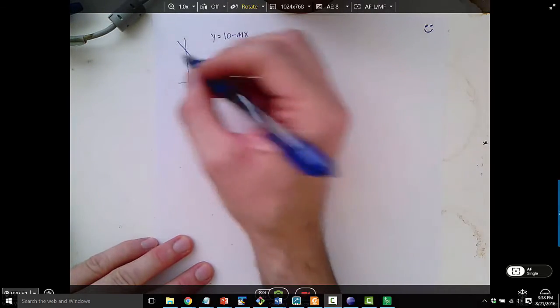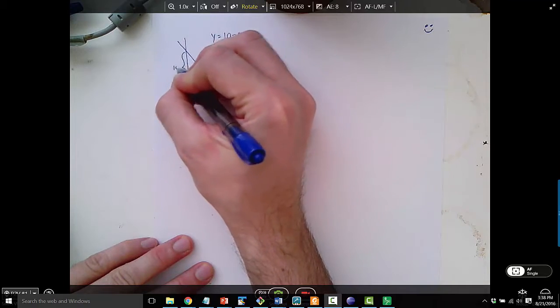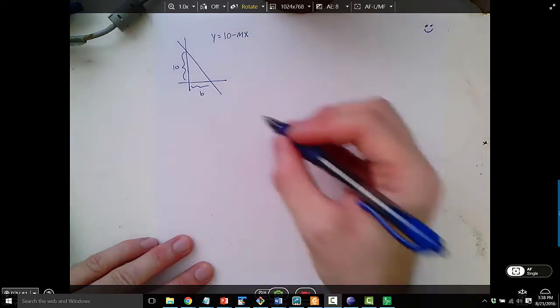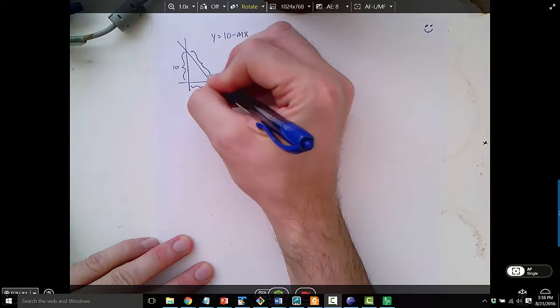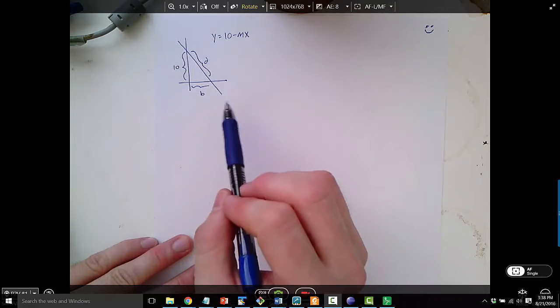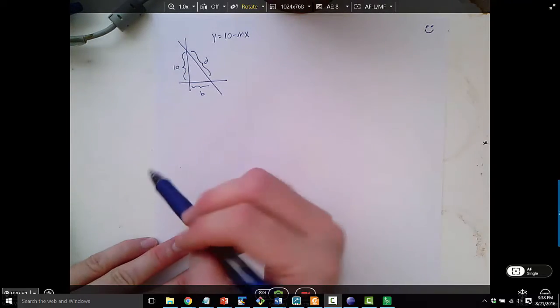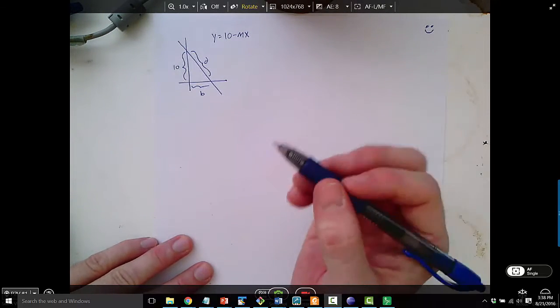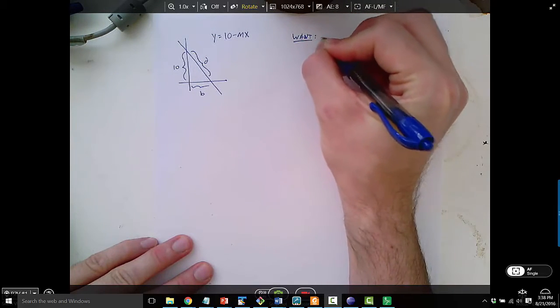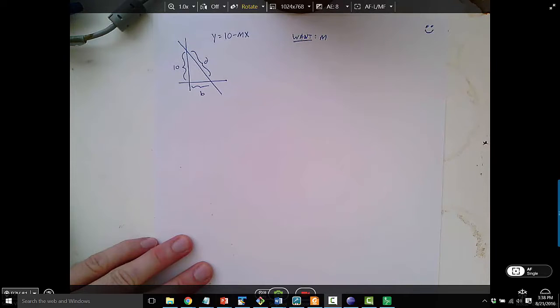So here's what we know. We know the y-intercept is 10. I'm going to call this value b, and I'm going to call this value d. And I know I need all of those because I know I'm going to be doing things with area and perimeter, and all three of those values are involved in area or perimeter. Okay, what I want to know in the end is m. I need to know what m is.